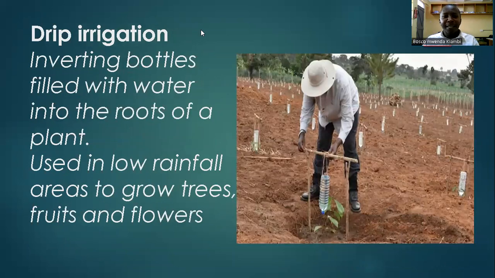We also have drip irrigation. Drip irrigation involves inverting bottles that are filled with water to the roots of a plant, especially the young plants. They are also used in areas that receive low rainfall, and they can be used to grow trees, fruit trees, and also flowers. Now, that photograph shows the president of Uganda, Yoweri Museveni, doing drip irrigation on one of his farms.